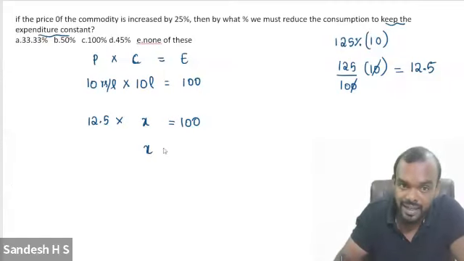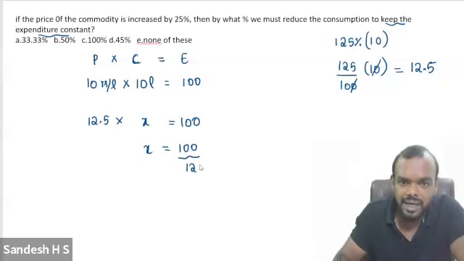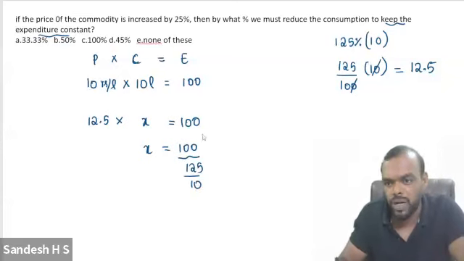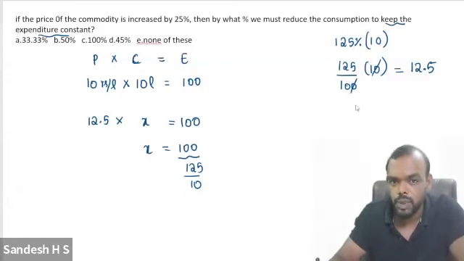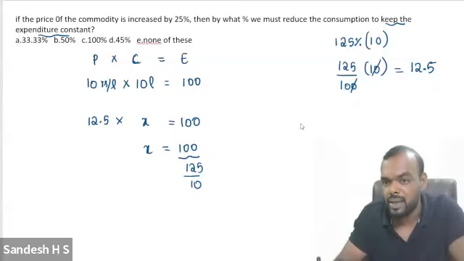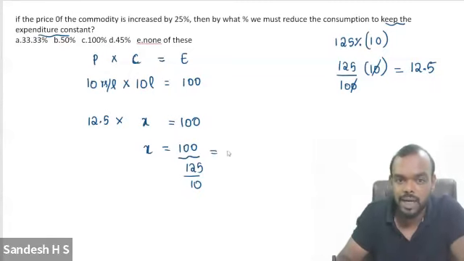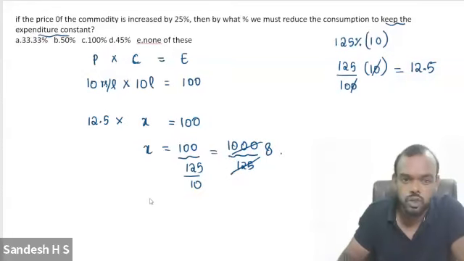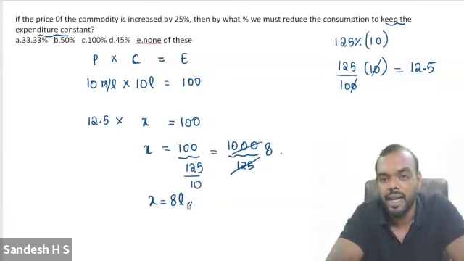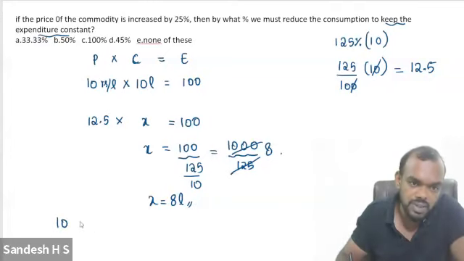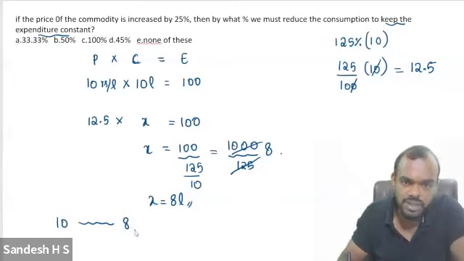So we can calculate X is equal to 100 divided by 12.5. Or I can write 12.5 as 125 by 10, right? Look here. 10 will go to the numerator. That will become 1000 divided by 125. 125 into 8. So now we are consuming 8 liters. The new consumption is 8 liters. Original consumption was 10. New consumption is 8 liters.